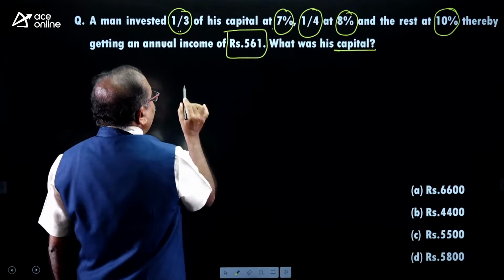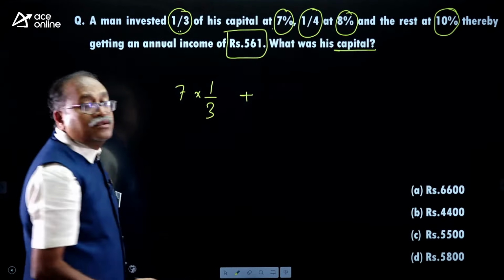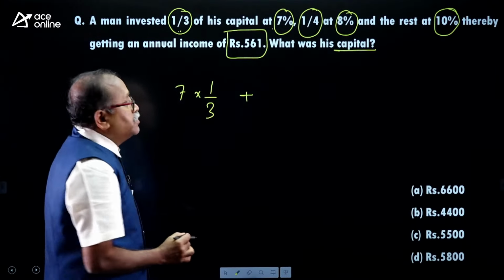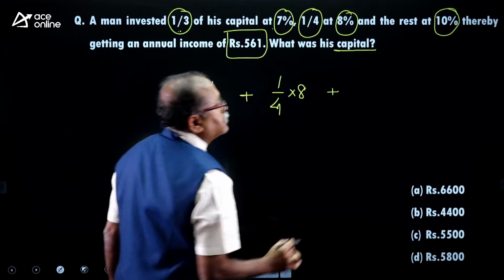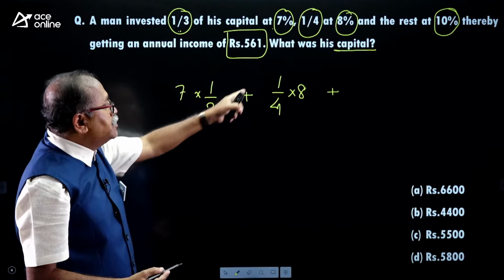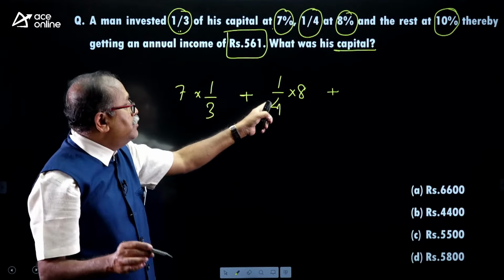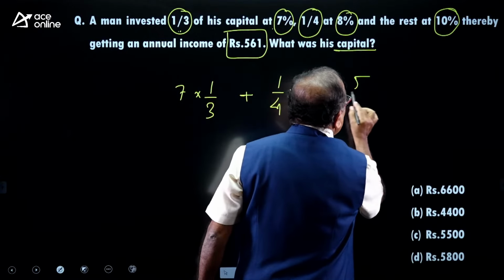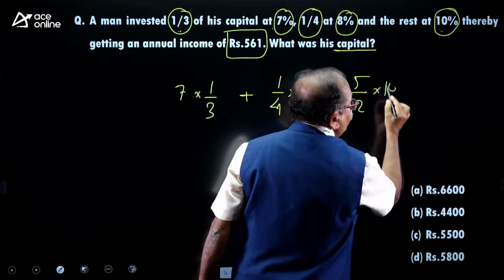1/3 at 7%. So 7 into 1 by 3 plus 1/4 of the capital is invested at 8%. So 1/4 of the capital at 8% plus the remaining. From 1, if I take out 1 by 3 and 1 by 4, this will become 7 by 12. So the leftover will be 5 by 12. So here 5/12 is the remaining one, and which is at 10% per annum.